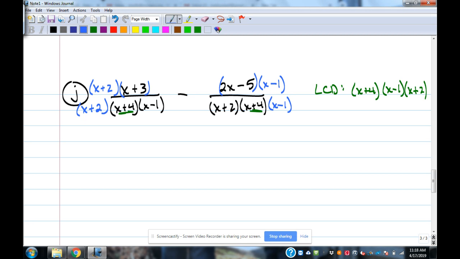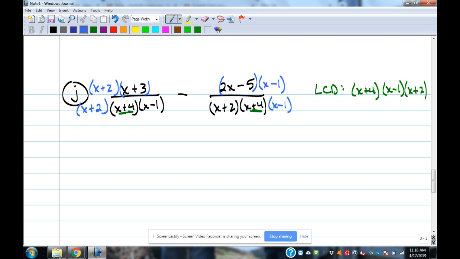Okay? So, got to have a representative from every factor. The shared one only has to show up once because it's in both of them already. So that's why there's the x plus 4 and then an x minus 1 and an x plus 2. So that's a representative from every factor in the least common denominator. You do have to multiply out the numerators.